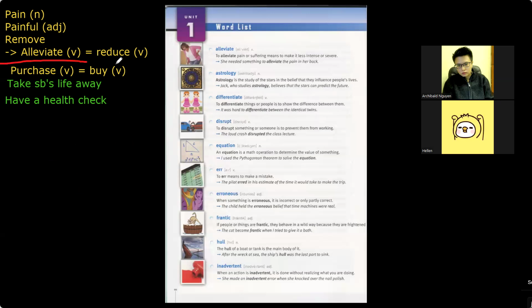Okay, so here: alleviate, or reduce. People will choose to go and purchase medicine at the pharmacy because they don't want to spend money on a health check at the hospital. It's going to cost them a lot of money. But some people don't believe in medicine. They don't take medicine to alleviate their pain. They believe in God. They believe in astrology.